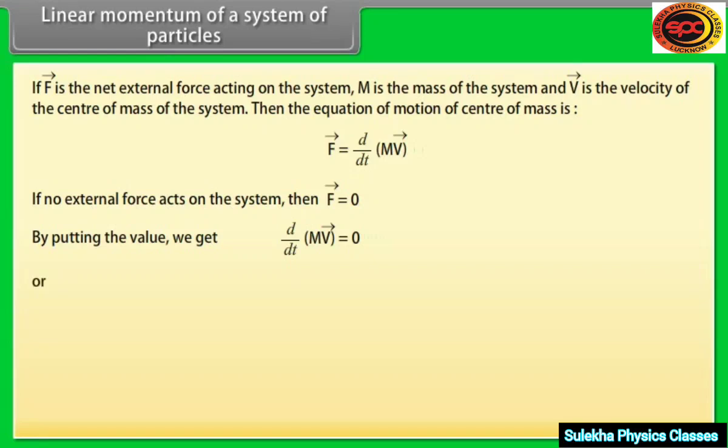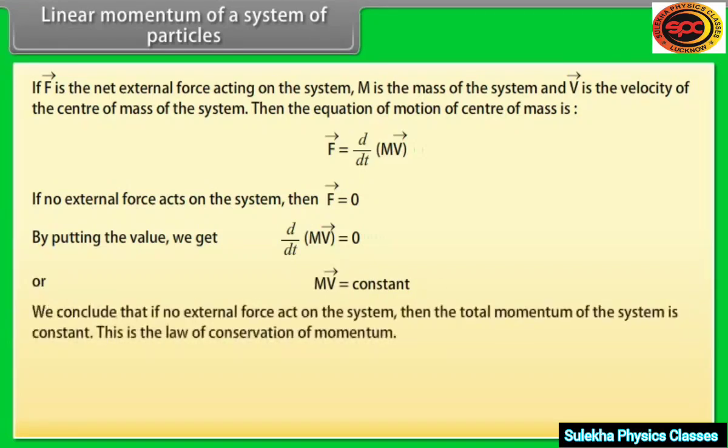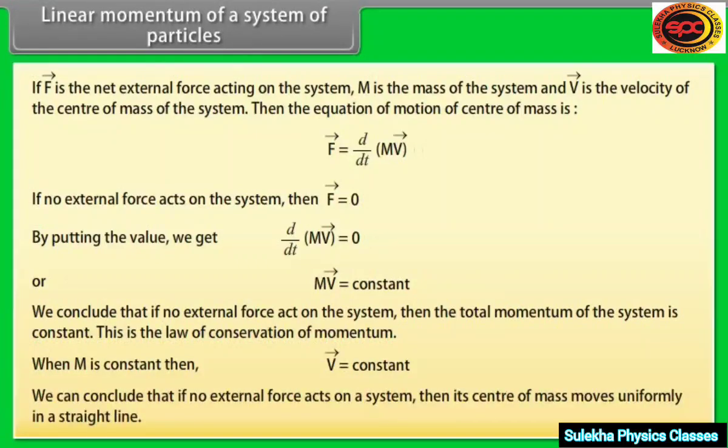This equation can be written as mv vector is equal to constant. We conclude that if no external force acts on the system, then the total momentum of the system is constant. This is the law of conservation of momentum. When the value of m is constant, then v vector is also equal to constant. We can conclude that if no external force acts on a system, then its center of mass moves uniformly in a straight line.